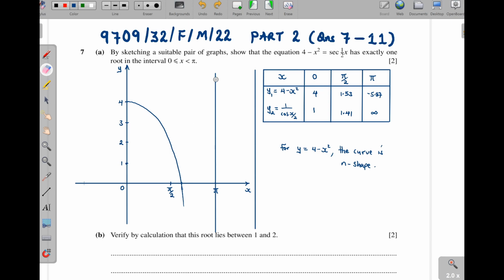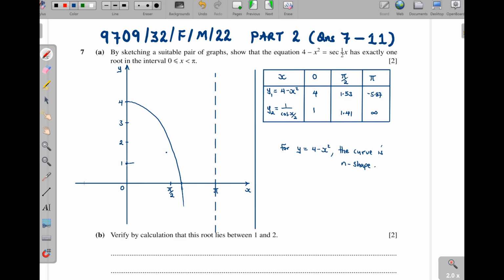Actually, you make this one dotted so that it doesn't interfere with your curves and everything that you're drawing. Okay, it's an asymptote. An asymptote is a line that is not crossed by the curve. Is that clear? Okay, then we have for pi over 2, this one is 1.41. So 1.41 probably is there, almost in the middle.